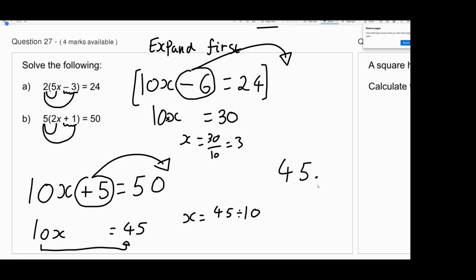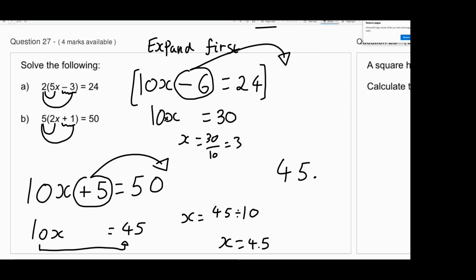So what do you think 45 divided by 10 is going to be? That's going to be 4.5. Brilliant. So we end up with an answer there of 4.5. And it can be a decimal sometimes. Brilliant. Okay, so we've done basically most of this paper.